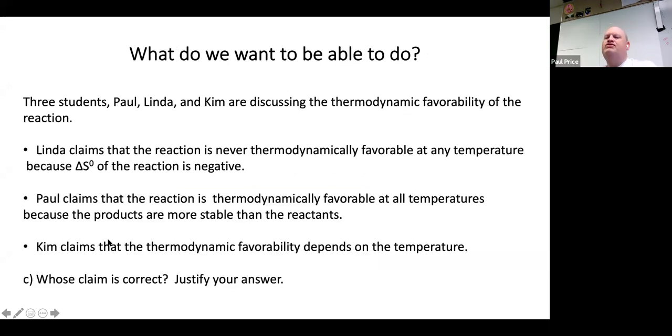And that is 3 students, Paul, Linda, and Kim, are discussing the thermodynamic favorability of the reaction. And so Linda claims that the reaction is never thermodynamically favorable at any temperature because the delta S naught, which we saw before, is negative. Paul claims that the reaction is thermodynamically favorable at all temperatures because the products are more stable than the reactants. And then Kim claims that the thermodynamic favorability depends upon the temperature.